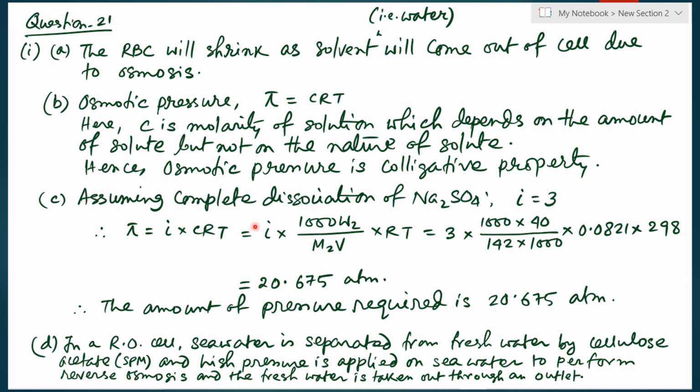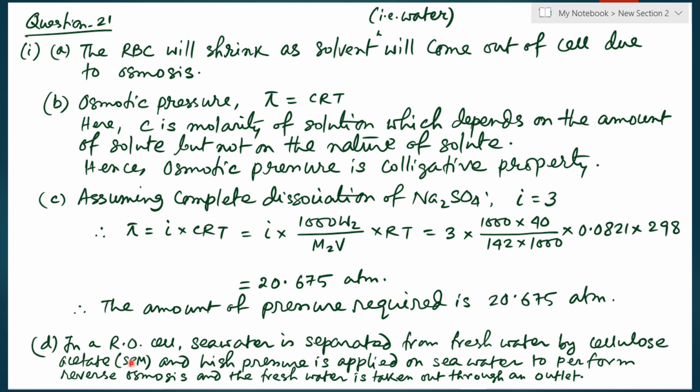And in this question Na2SO4 is given, here you have to assume that it is undergoing complete dissociation, so it will give 2 Na plus and 1 sulfate, so total 3 ions, so i will be 3, provided we assume complete dissociation, since the percentage or degree of dissociation is not given. So pi equals i into CRT, and concentration C, molarity, is 1000 W2 by M2V, and just put all these values. Even the value of R is already given, 0.0821, the unit is liter atmosphere per mole per Kelvin. So the final answer obtained will be in atmosphere unit.